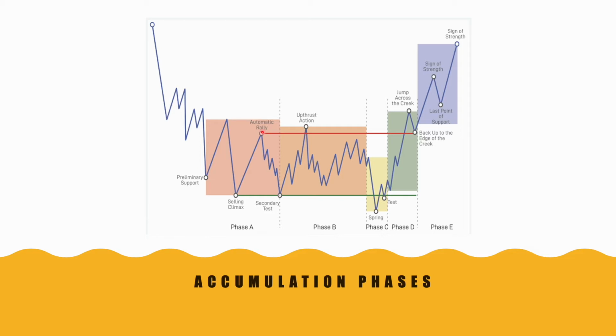Phase B is the construction of the cause. A construction of the cause is a fancy Wyckoff name for a sideways range. In phase C, the market maker initiates a test. What does he test? He tests to see if he can take over all of the supply, or maybe if he pushes the price lower, there will be more sellers. And this is the spring action.